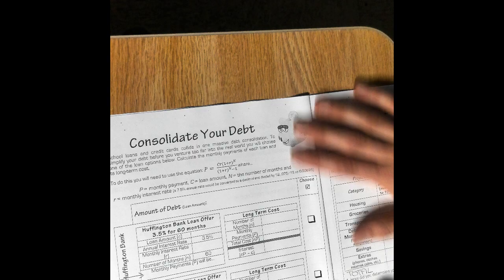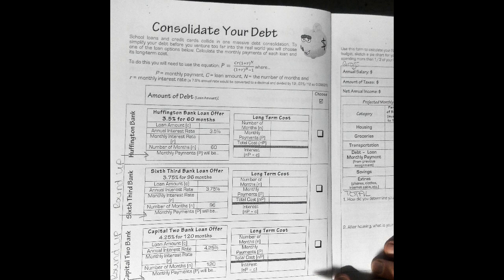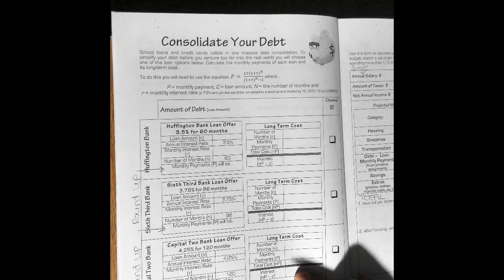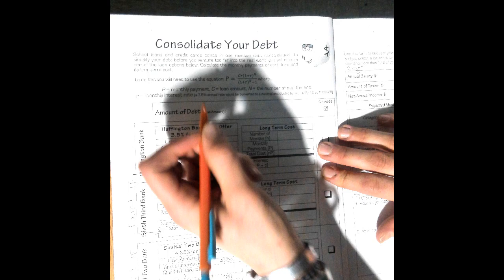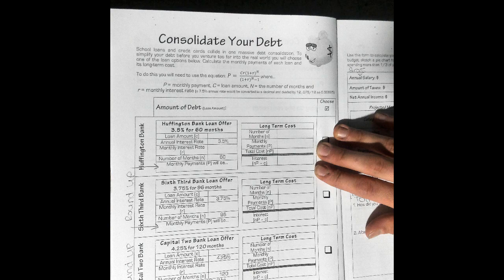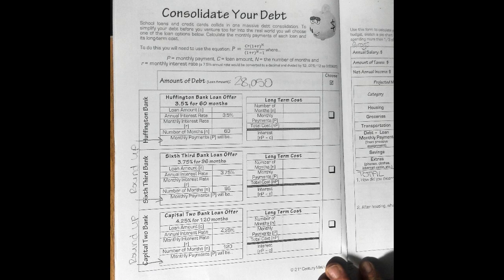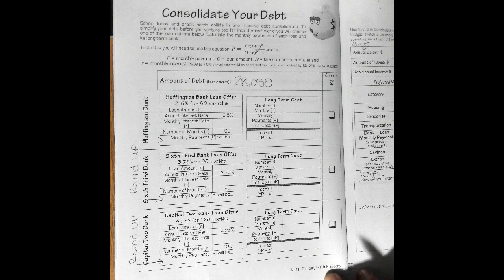And this is consolidating your debt. So this is a lot like that monthly 101 page. But I need to consolidate my debt. So if I go back to my front page, my debt is $28,050. And there's 3 different options here. There's 3 different banks that I can pick from. So I need to calculate my loan payment for each bank and then pick from there and see what I can fit into my budget.